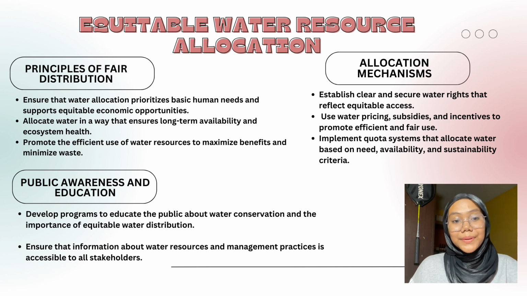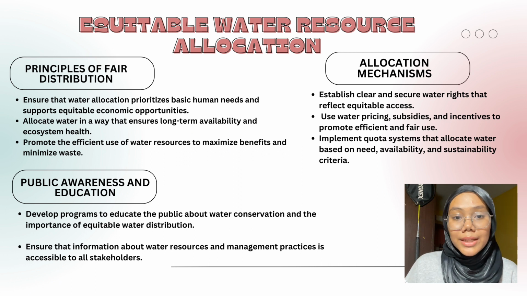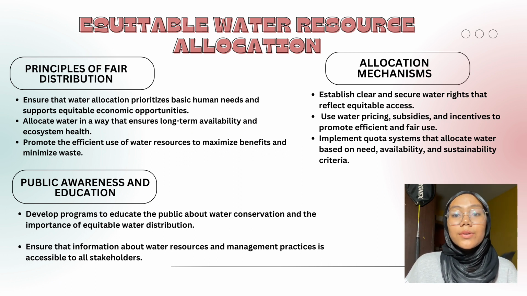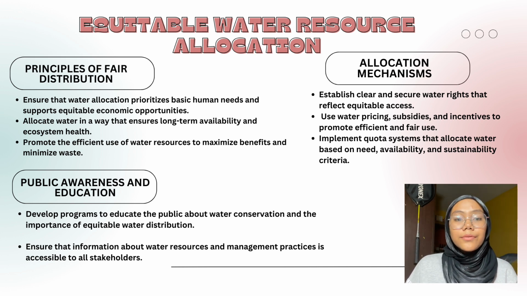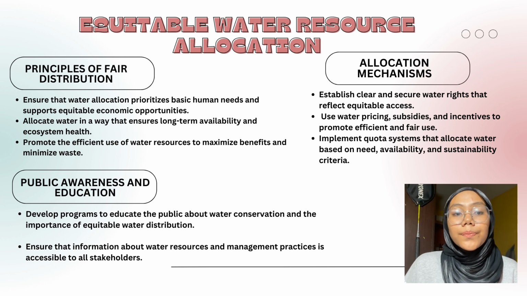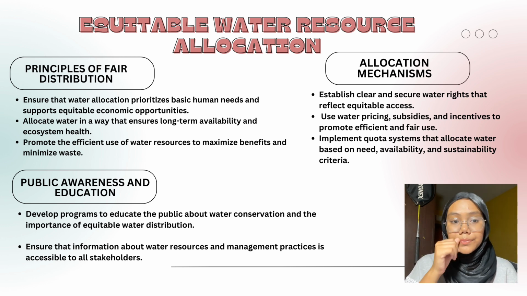Okay, for example, principles of fair distribution. Make sure that the distribution of water resources promotes fair economic opportunity and meets fundamental human needs. Water should be distributed in a way that promotes ecosystem health and long-term availability. Encourage the effective use of water resources to reduce waste and maximize benefit.